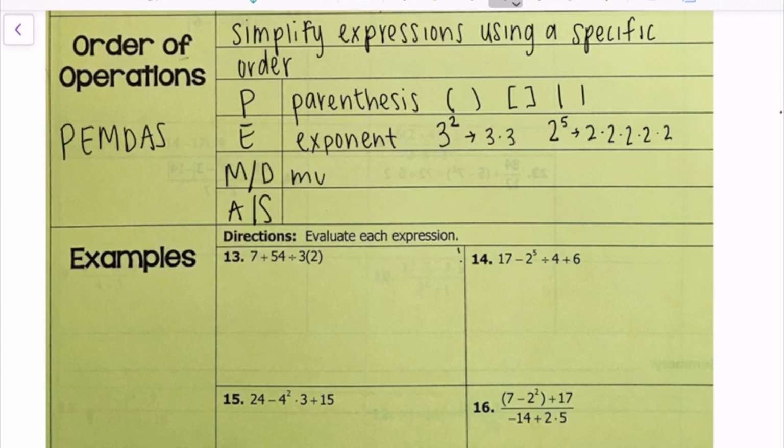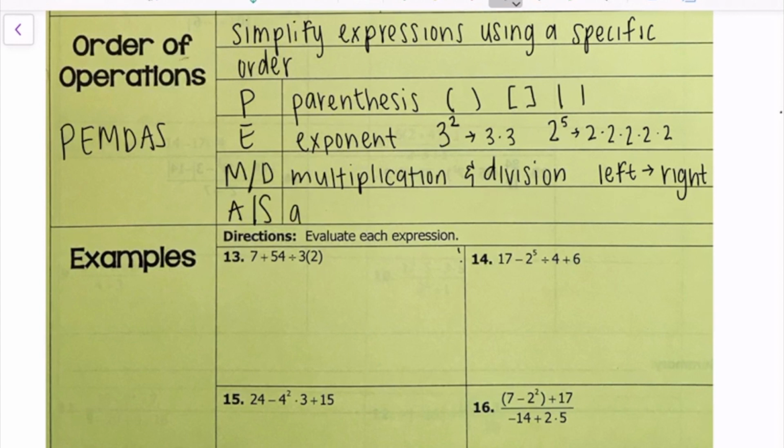Then we come to the M and the D. This stands for multiplication and division. Now, it's really important to realize that the M does not always come first. We have to work left to right, just like we're reading a book.